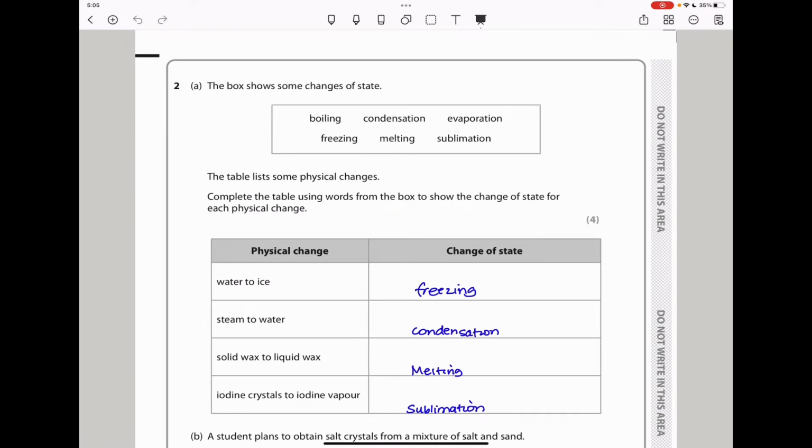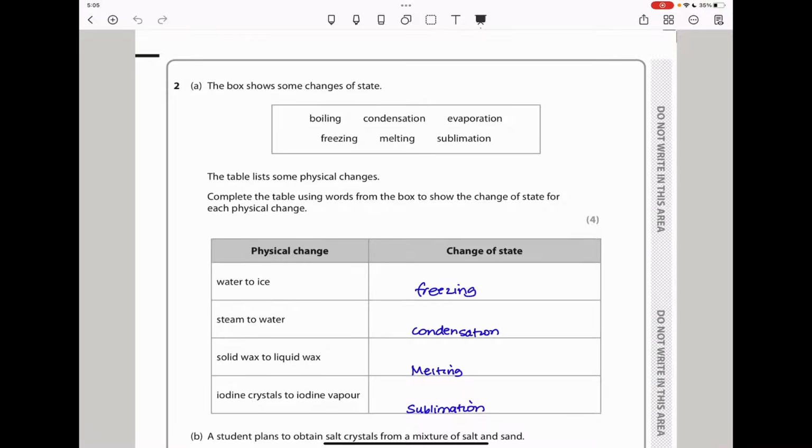Question 2 says, the box shows some changes of state. So here we can see there is boiling, freezing, melting, condensation, evaporation, and sublimation. They say the table lists some physical changes. Complete the table using words from the box to show the change of state for each physical change.